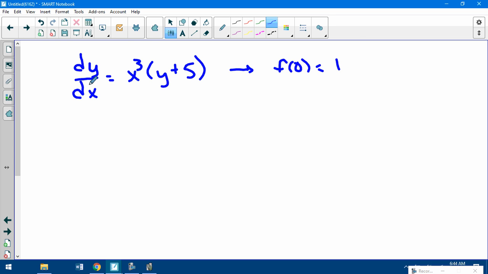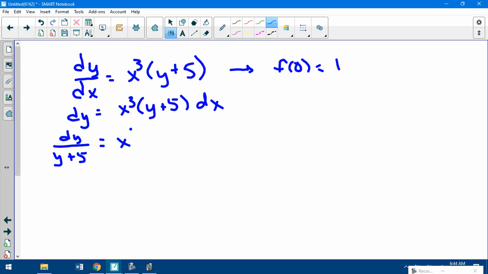Separable differential equation. First step is separate. So if I move the dx over, I have dy equals x cubed times (y plus 5) dx. I divide by y plus 5. dy over (y plus 5) equals x cubed dx. There's the separate part. Next is integrate.